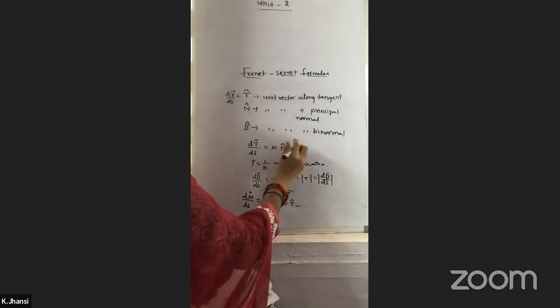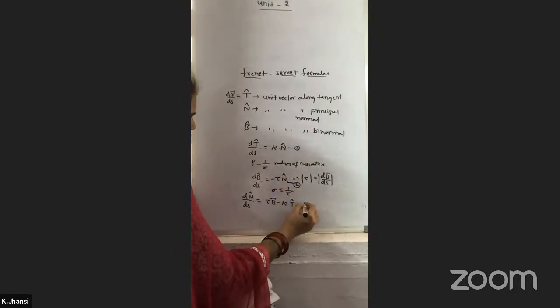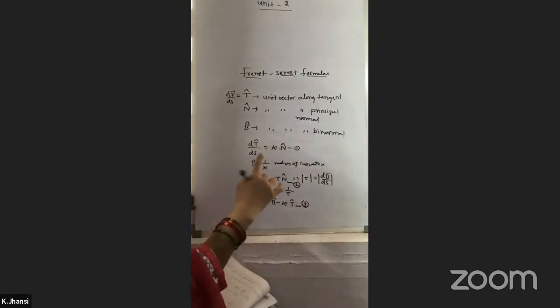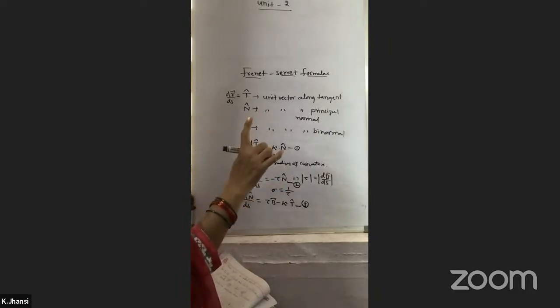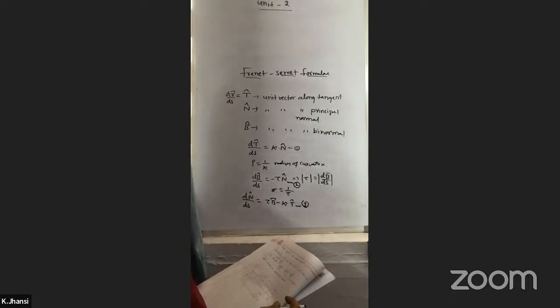Whatever three equations are there, for your identity I am putting this one as 1, this as 2, and this as 3. So these three equations are called the Frenet-Serret formulas. Even the Frenet-Serret formula is defined in another way also, that is there in your textbook.